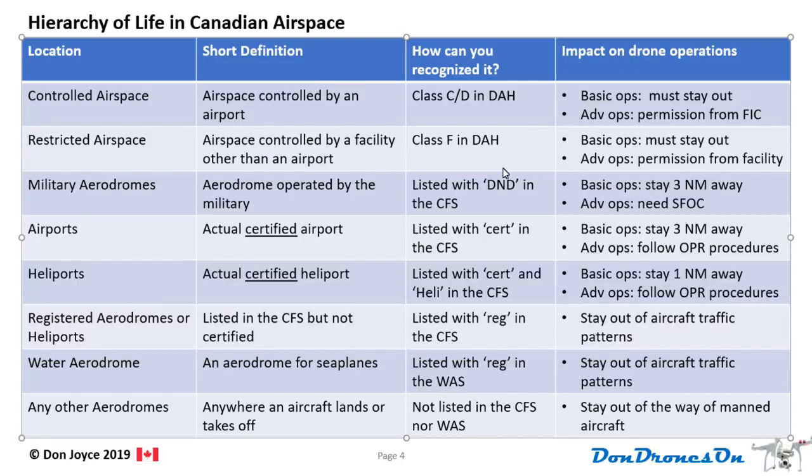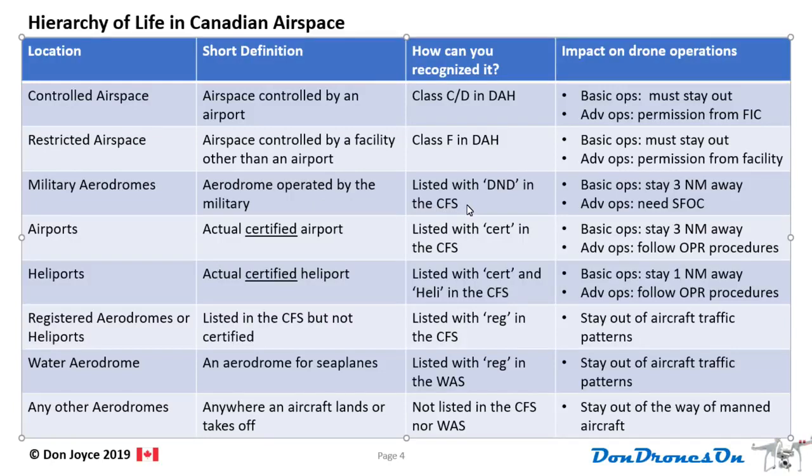The third area in the hierarchy is military aerodromes. And they're more or less tied again with airports, but they have bigger guns, so I put them ahead. Military aerodromes are any sort of aerodrome that is operated by the military, also known as DND, Department of National Defense.